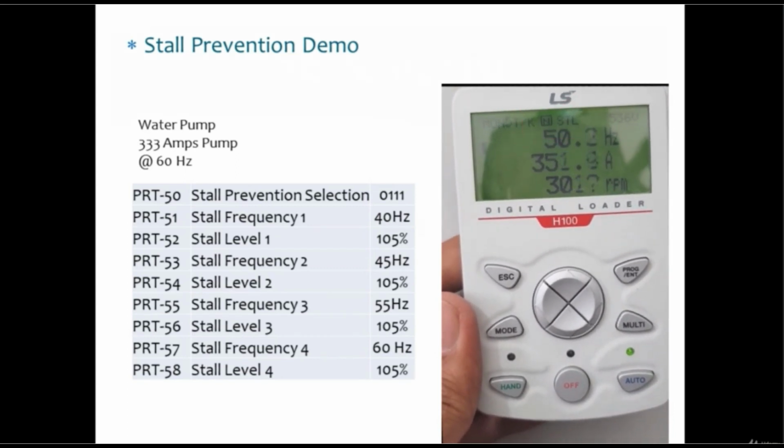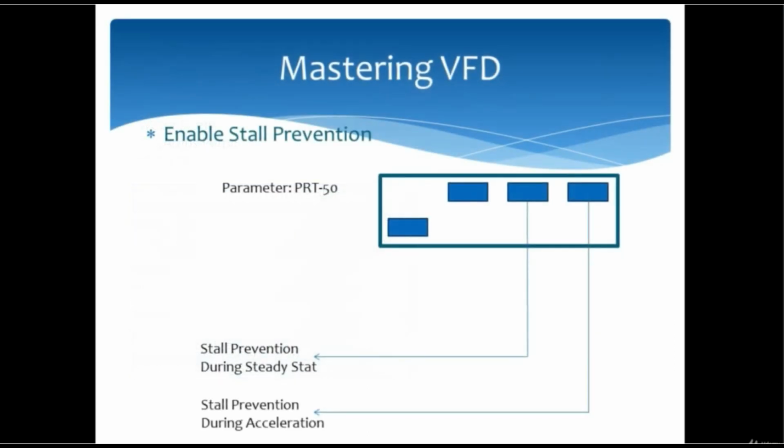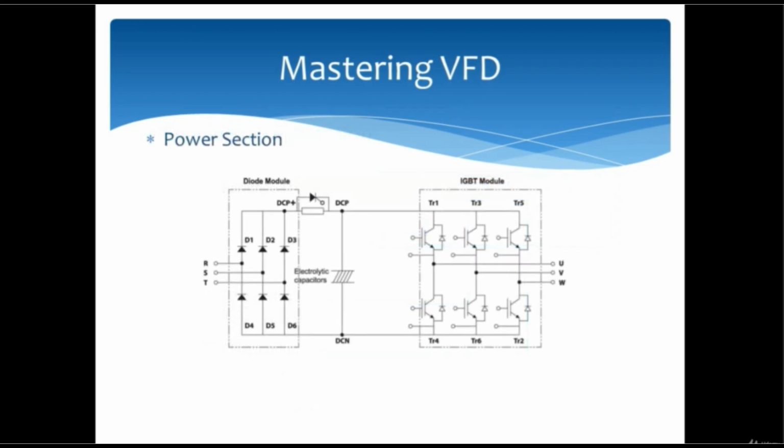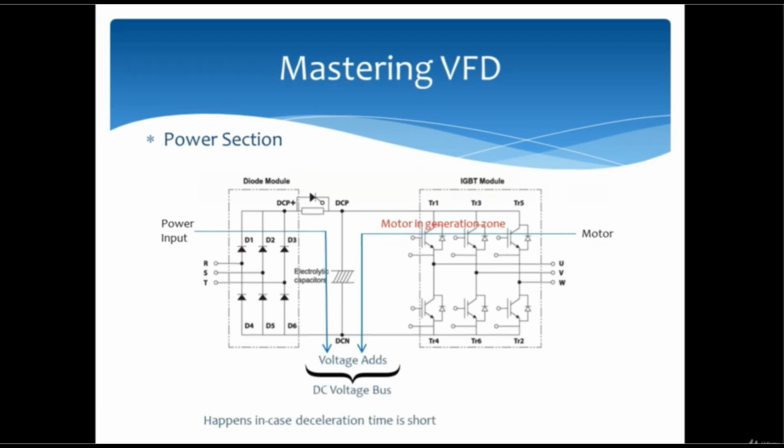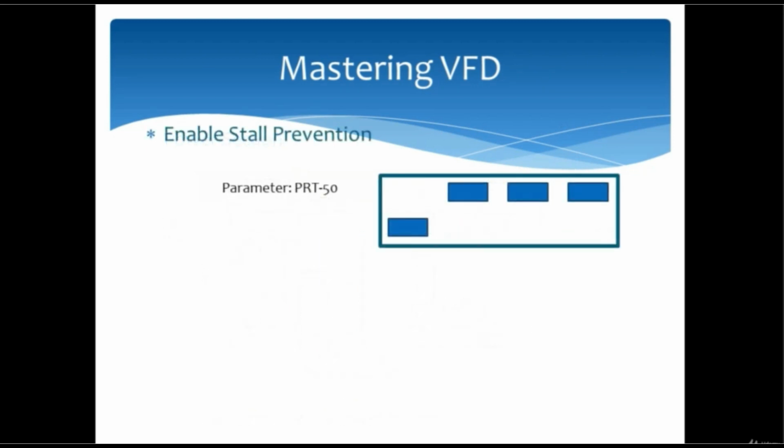Now coming to the third bit of stall prevention. This bit is to prevent overvoltage trip. As we discussed before, overvoltage can happen during deceleration, since during deceleration the motor can start acting as a generator, which will supply voltage back to the VFD. The DC bus voltage level gets high, and to protect the VFD, it has to trip. With the third bit of stall prevention active, this trip can be avoided.